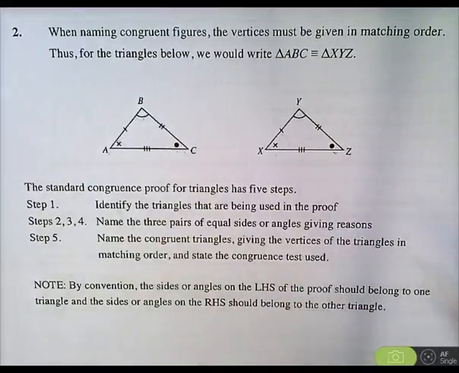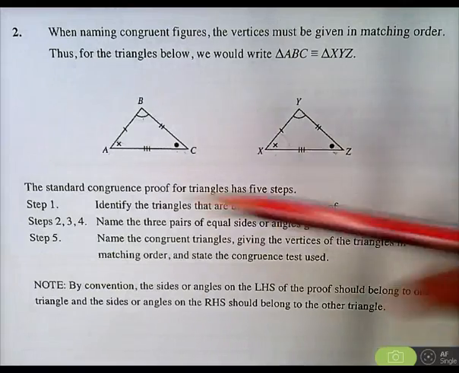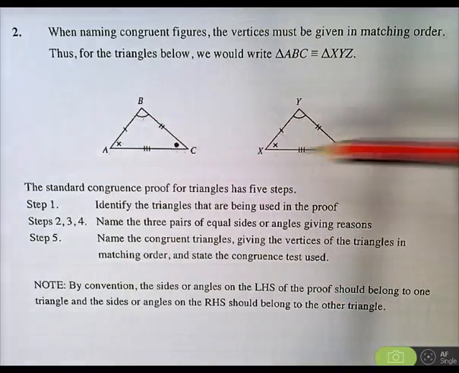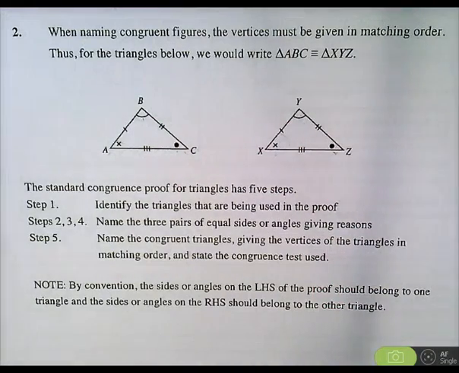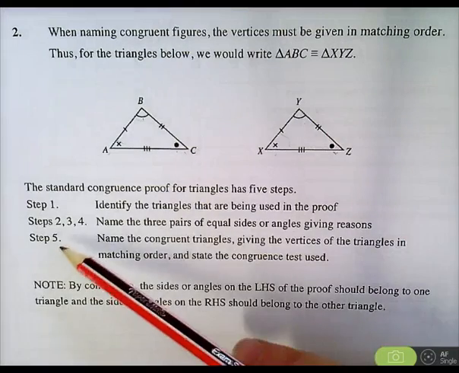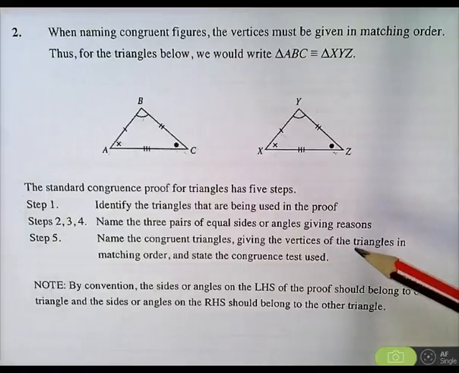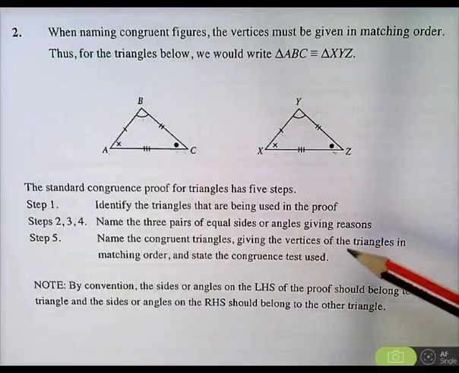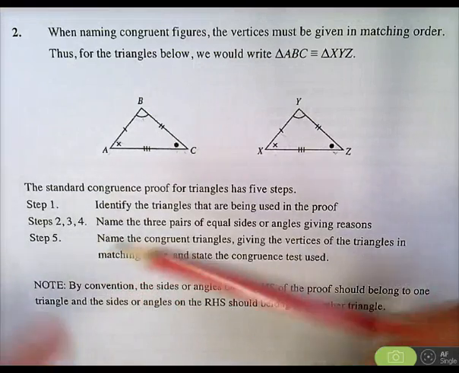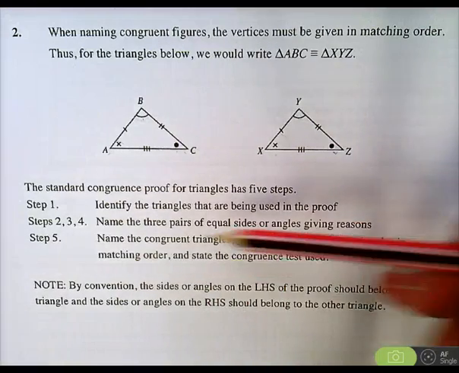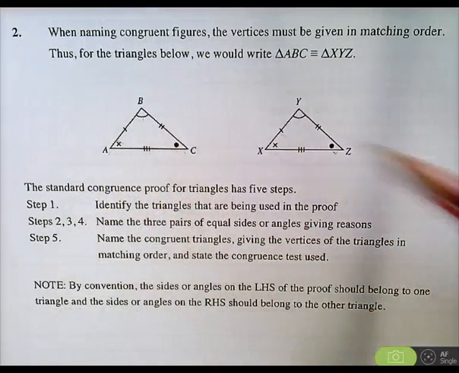Now, when we do congruence proofs, I want you to follow these 5 steps. Step 1, identify the triangles that are being used. So, for example, for this one, you'd say in triangle ABC and triangle XYZ. Don't write that yet. We're going to practice this like 50 times. Then steps 2, 3, 4. You know how each congruency test has 3 pieces of information? SSS, SAS, AAS, RHS. Well, that's steps 2, 3, 4. You'll be either doing SSS, RHS, SAS, or AAS. And then in step 5, we have to say, therefore, triangle ABC is congruent to triangle XYZ, and give me which of those 4 reasons it is.